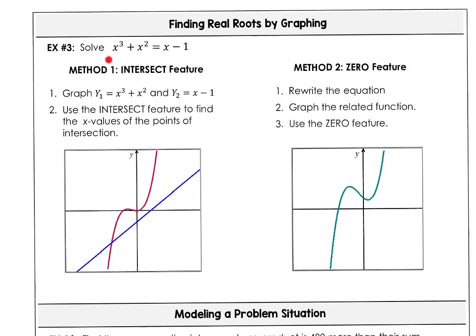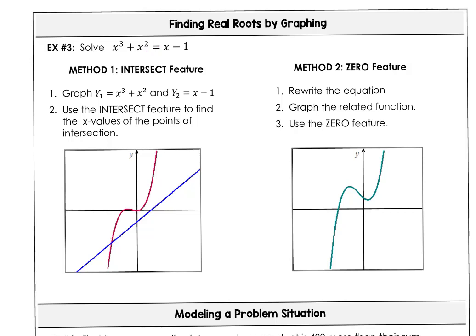We're going to look at solving this polynomial using two different methods, either the intersect feature on your calculator or the zero feature on your calculator. To use the intersect feature, you notice that I graphed the left part of the equation, that's this red cubic, and then I graphed the right part of the equation, that's the blue linear equation. So I graphed the left side and the right side, and where they're equal means that point of intersection.